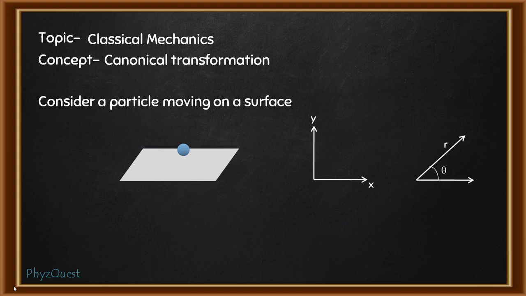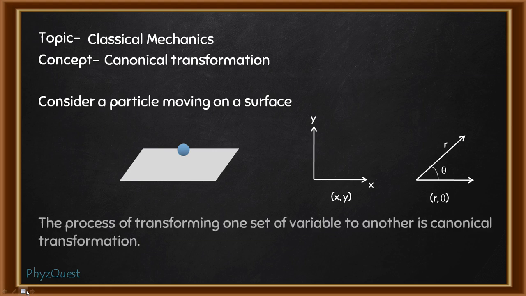So basically here the particle is one, but the representations are different. Here x, y is one set of coordinates and r, theta is another set of coordinates. The process of transforming one set of variables to another is called canonical transformation. So canonical transformation is the transformation of one set of generalized coordinates to another set of generalized coordinates.